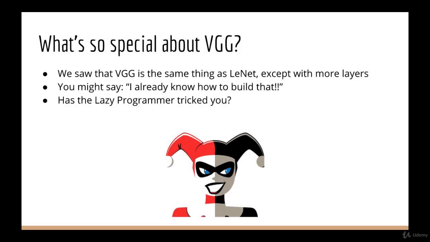In the previous lecture, I taught you about the architecture of VGG. Now you might be wondering, this is pretty much the same thing as the LeNet, except you have more convolutions and more dense layers. So what's the point, you might say? I already know how to build that from your last course, you might say. And of course, that is true. So has the lazy programmer just conned you into learning about something you actually already learned?